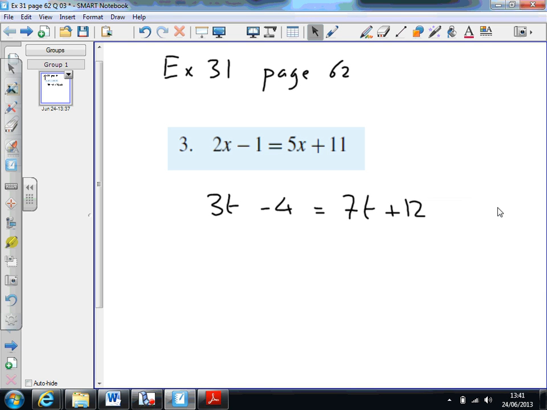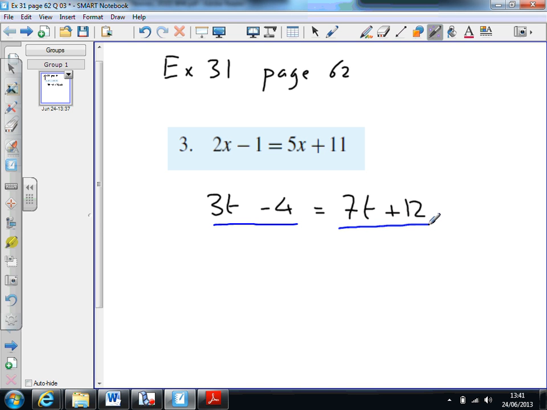Exercise 31, page 62, question number 3. I'll leave you to have a go at the question in the textbook, which is duplicated here, and I'll have a look at one very similar to it underneath. So we're going to look at solving this particular one here: 3t minus 4 equals 7t plus 12.